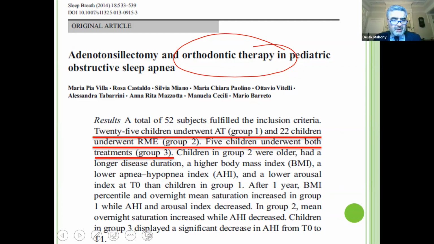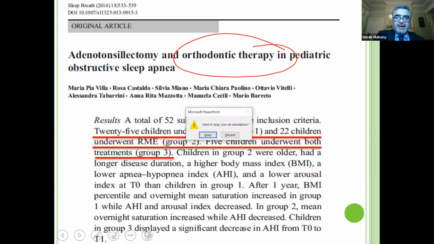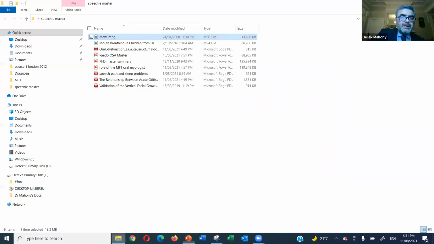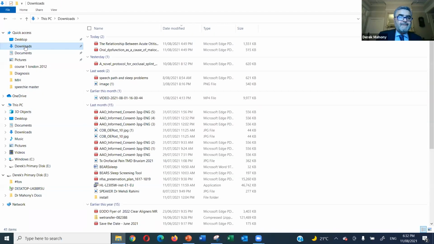And in fact, I'll add one more paper now that I've just thought of it into your lit review. Let me just get that right now. I hope it's here. Yeah, the Bears questionnaire. I'm going to add that into your tools.